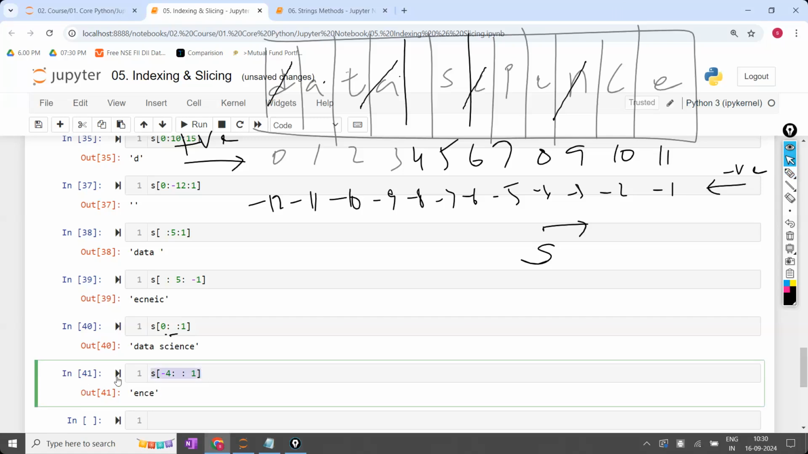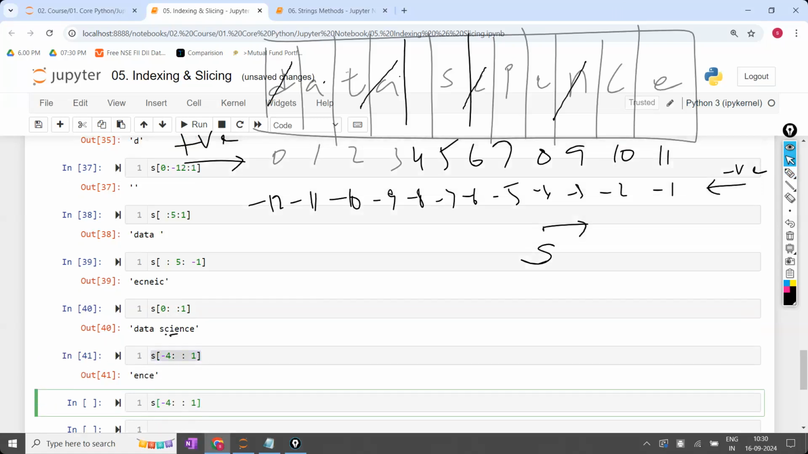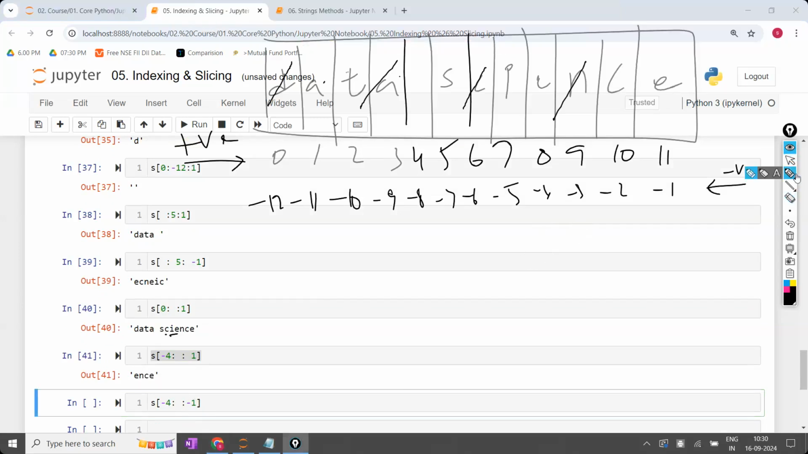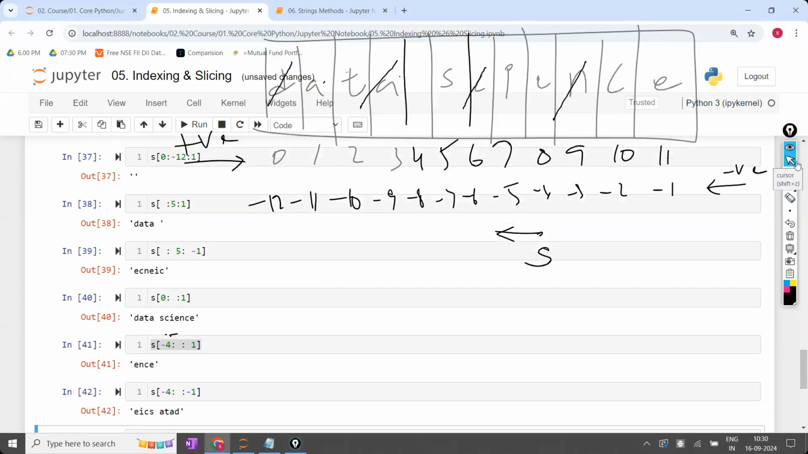Now the same example, copy, paste. I'm giving -1. Once again, what is the starting point? -4. The ending point was not given. What is the direction? Negative. Now I want everything in the negative direction till the end. In the negative direction, what is there? E, I, S, space, A, T, like that. Is the point clear? In that direction, everything.